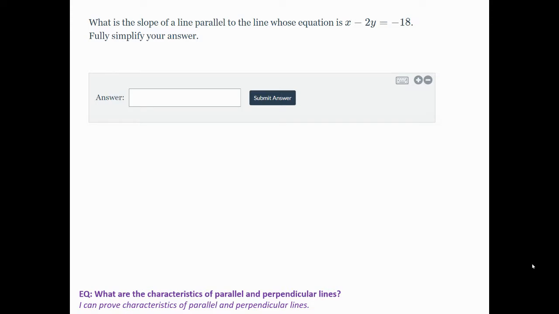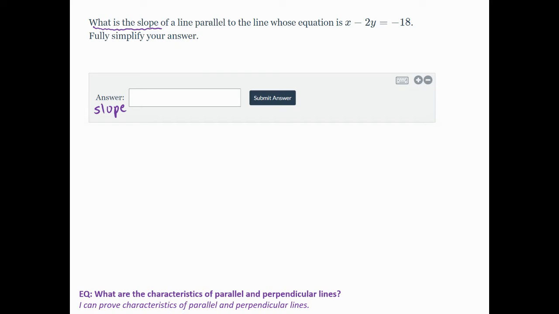So this is one of the types of questions you're going to see in DeltaMath today. What is the slope of a line parallel to the line whose equation is x minus 2y equals negative 18? Fully simplify your answer. So for this type of question, first of all, let's make sure we know what we're being asked. It's asking what is the slope. So our answer that we're going to give needs to be a slope, because that was the question right here. What is the slope? Okay, so our answer should be a slope.